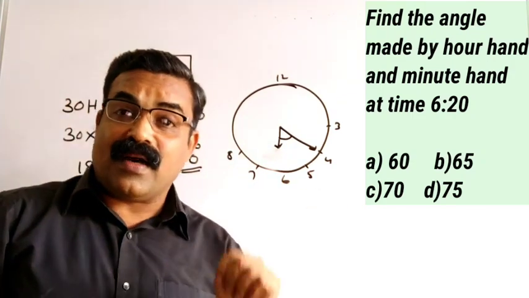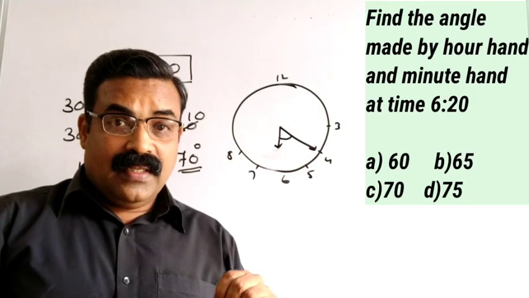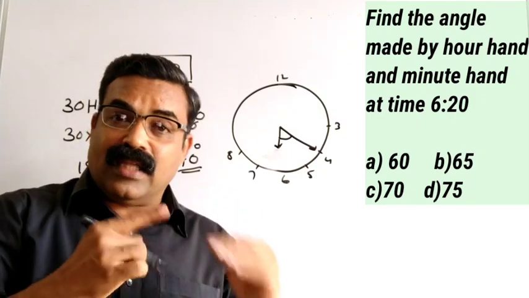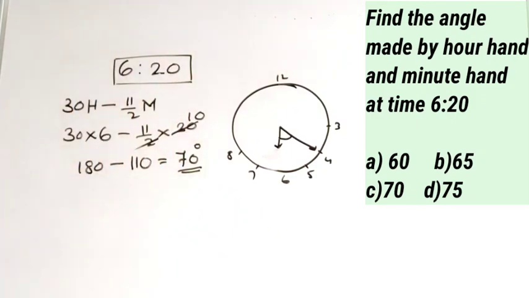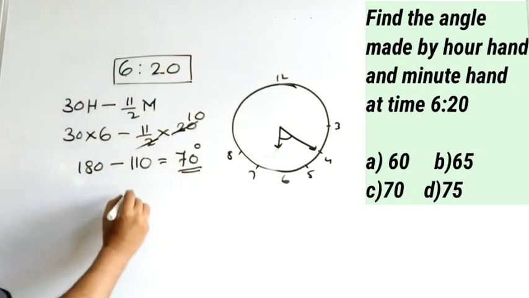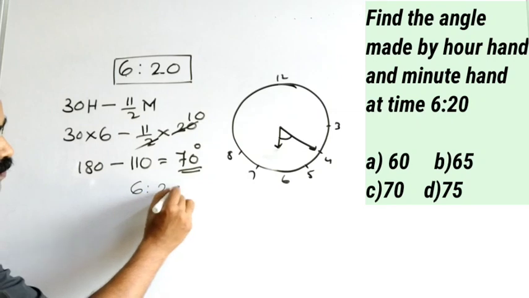Accordingly, you can mark the correct option. But let me tell you the other method now. What is the other method? The concept building method. Here 6:20 is the time. So let me write that 6:20 here.